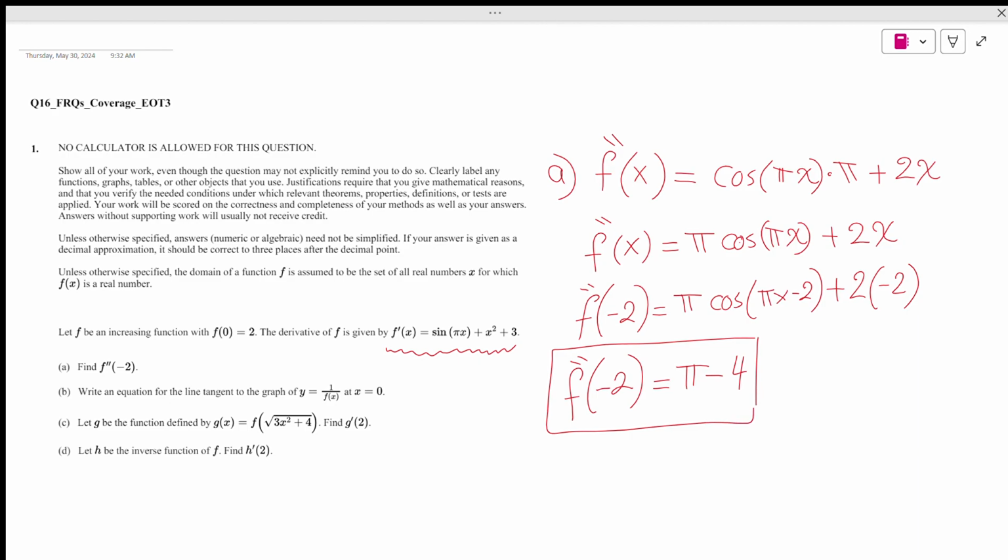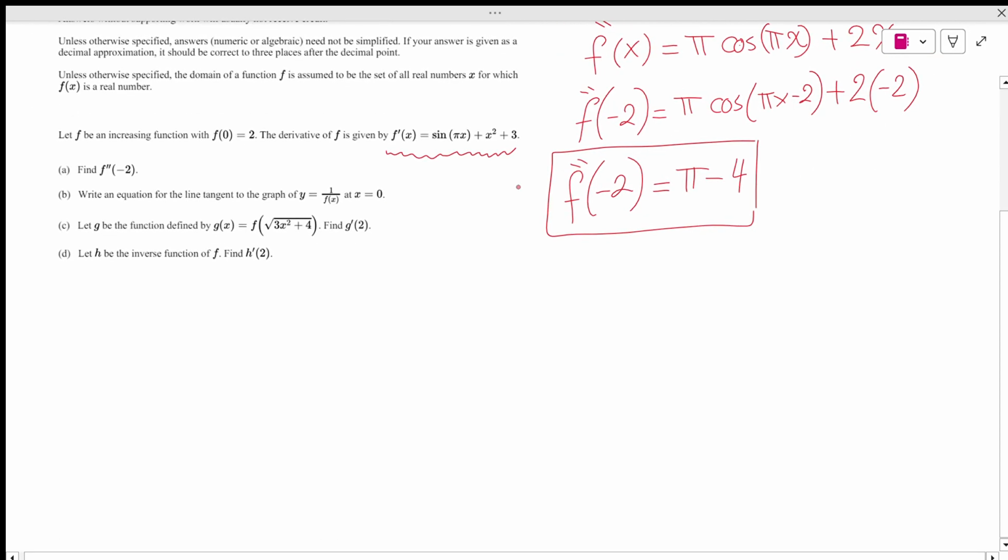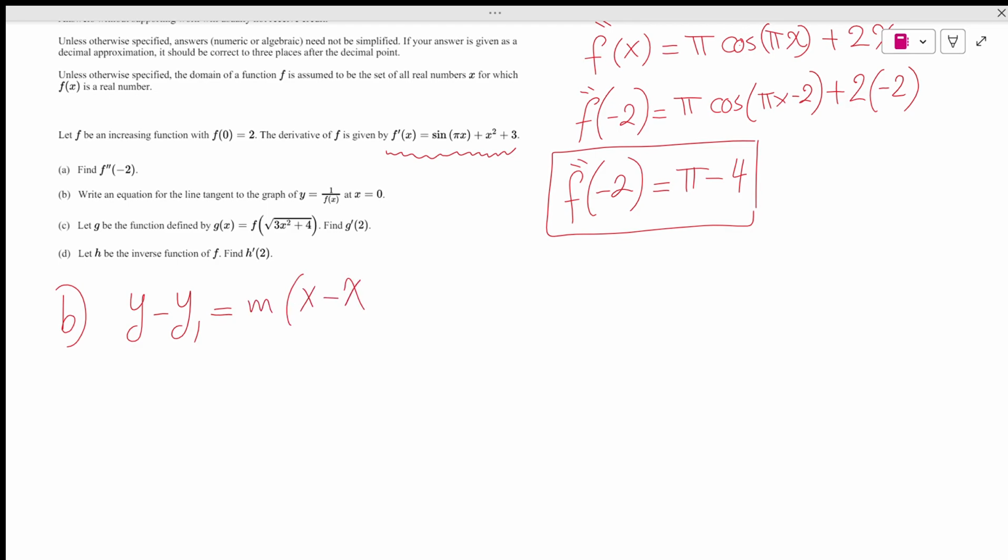Okay, so in part B, as you can see, it says write an equation for the line tangent to the graph of y equals 1 over f of x at x equals 0. So to answer part B, your answer should be an equation. So y minus y1 equals m bracket x minus x1. And as you can see, this is dy over dx. So let's find the derivative of the given function dy over dx, and then we will just get these values.